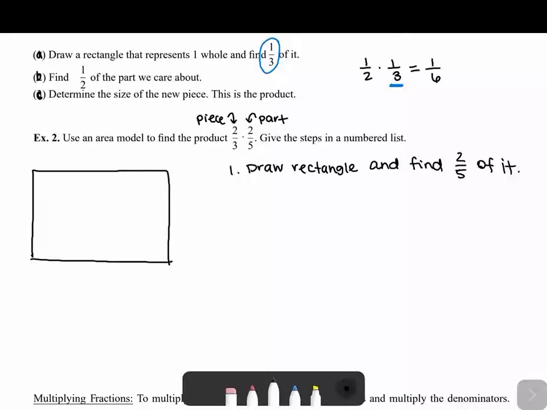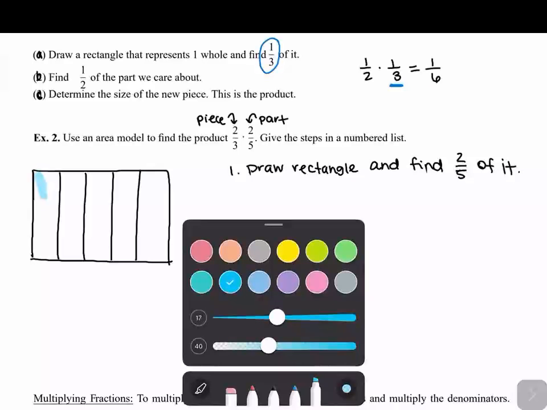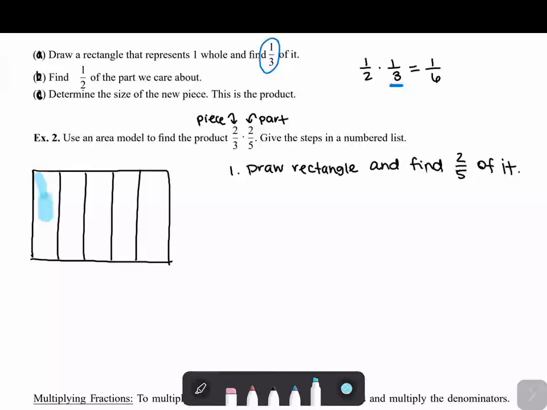So I'm just going to do this. We divided it into fifths, and we want to shade it to be 2/5. So I'm going to shade this in blue, and I'm going to make it a little bit bigger. It's not going to be that exact, but just for time. Okay, so there's 1/5 shaded, and now we're going to shade the second fifth. Okay, so we have 2/5 shaded. So we drew a rectangle and we found 2/5 of it.